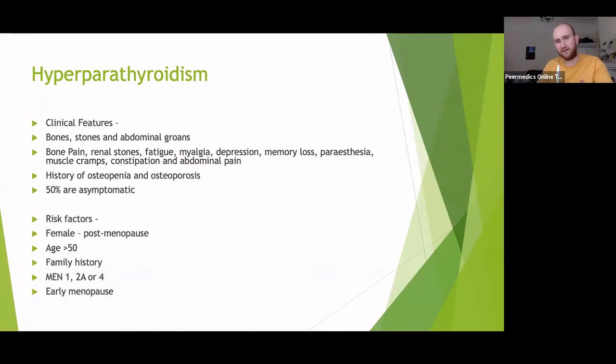These are the sorts of features that you get. There's that classic triad that people talk about, bones, stones, abdominal groans. That's actually not as common anymore. More often now it's a generalized fatigue, depression, and more severely paresthesia, muscle cramps, but then also abdominal pain. So it's not a very specific thing, apart from the bone pain and renal stones, it's just quite a generalized picture, and that's why investigations are so important. And as it says there lower down, 50% are asymptomatic, so it's often an incidental finding in itself. There are those risk factors again.